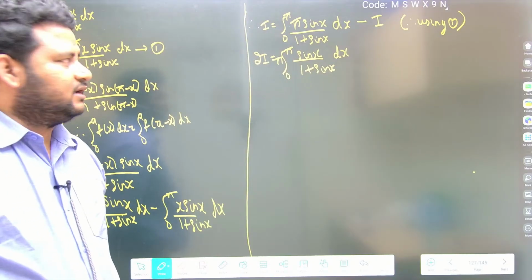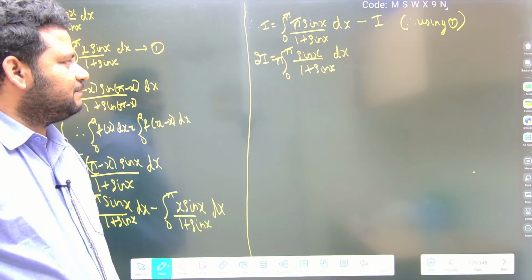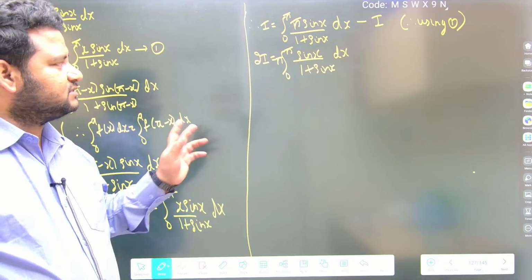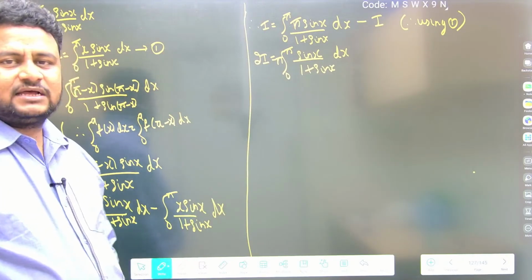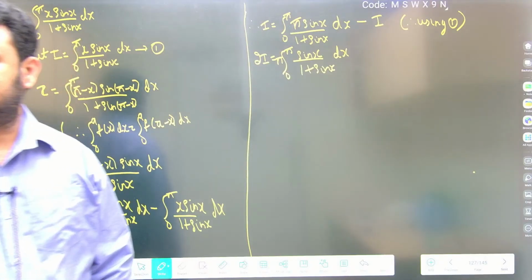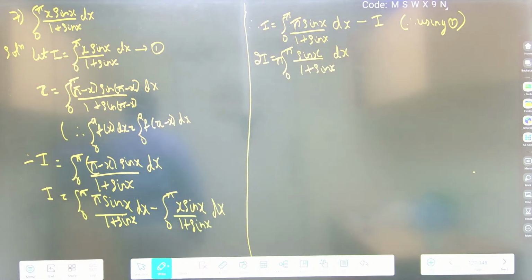Let us apply a substitution instead. What substitution can we make? Think about it. Put t is equal to tan x by 2. That is a substitution we can make. Then what will happen to sin, and what will happen to cos? All these things we know, so you can use the substitution.